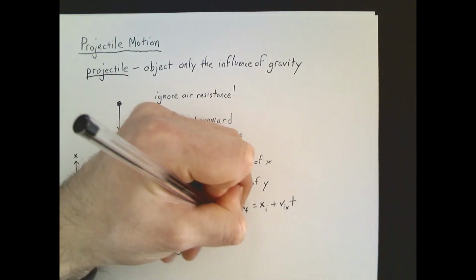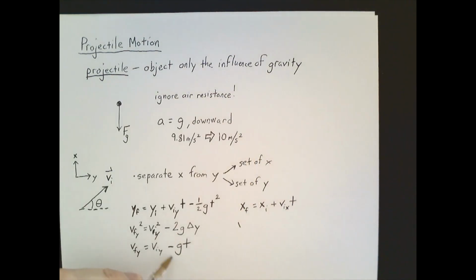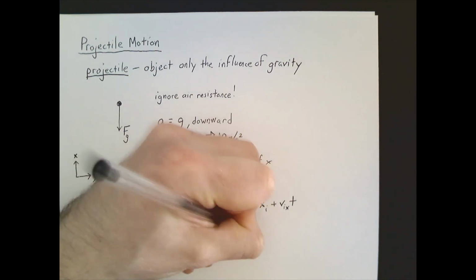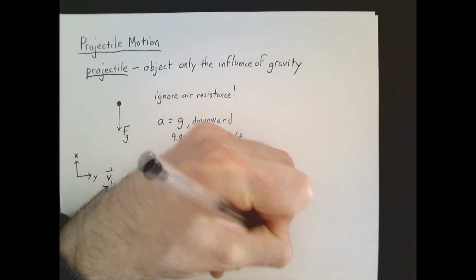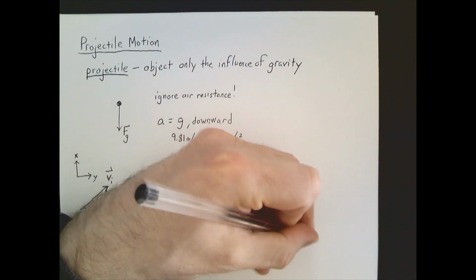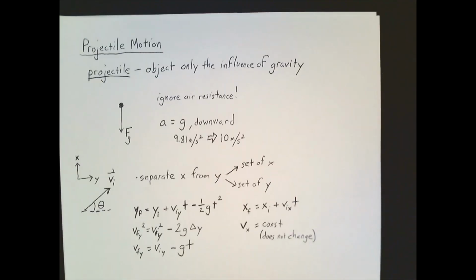Our second equation basically just tells us, because a is 0, that the initial velocity in x is the same as the final velocity in x, and therefore Vx is a constant. It does not change. If you know the x velocity at the beginning, you know it at the end. If you know it at the beginning, you also know it halfway through, a quarter of a second through, pi seconds through, whatever. You know the x velocity everywhere, and that's really powerful to have at your disposal.